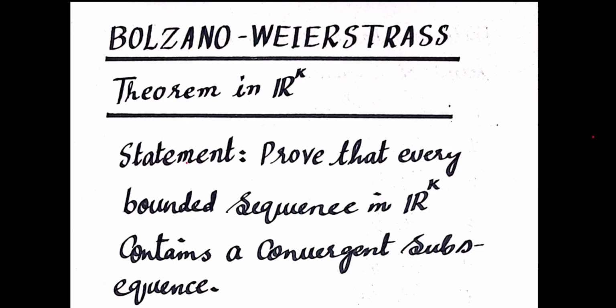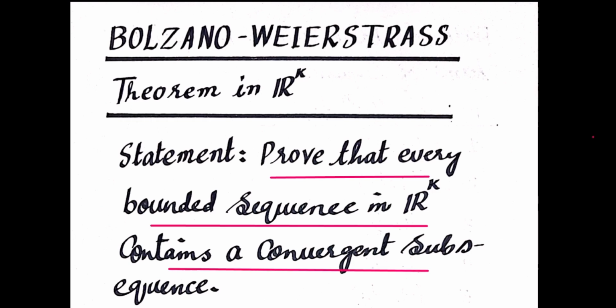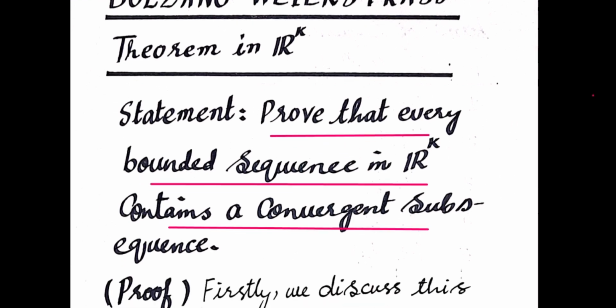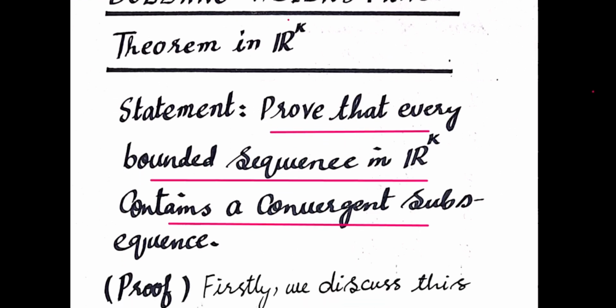This theorem can be stated as: every bounded sequence in R^k contains a convergent subsequence. So this is the statement of the Bolzano-Weierstrass theorem for R^k. R^k means a k-dimensional real space.